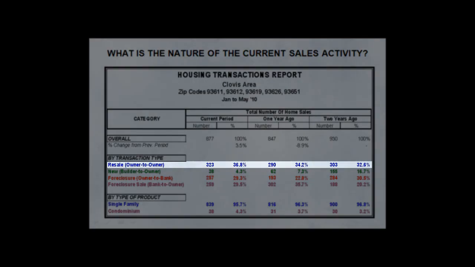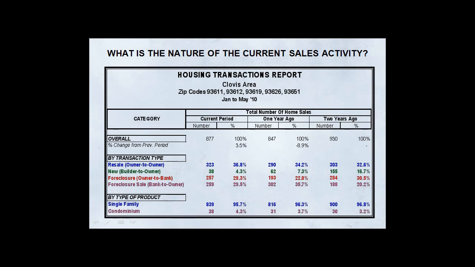Conventional resales were about 32.6%. They've been coming up as more and more short sales are falling into this category. So gradually over time, some of the distressed activity, the foreclosure sales, is coming back to the conventional resale side as lender approved short sales.